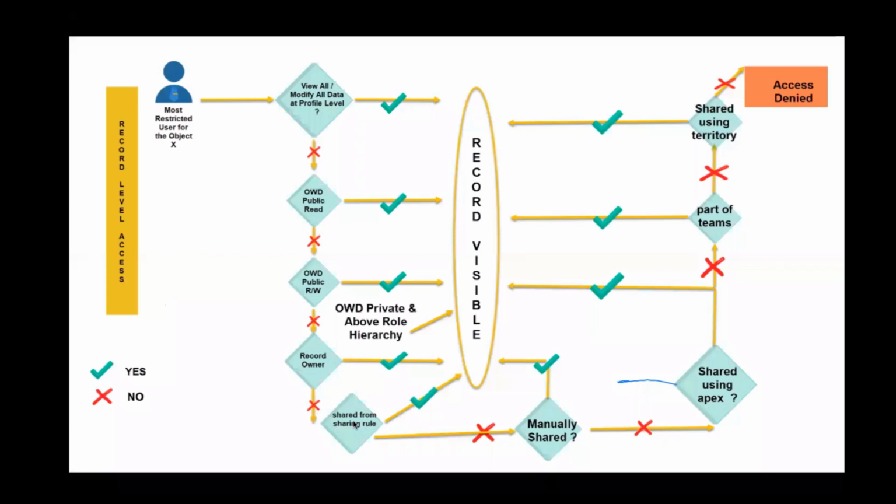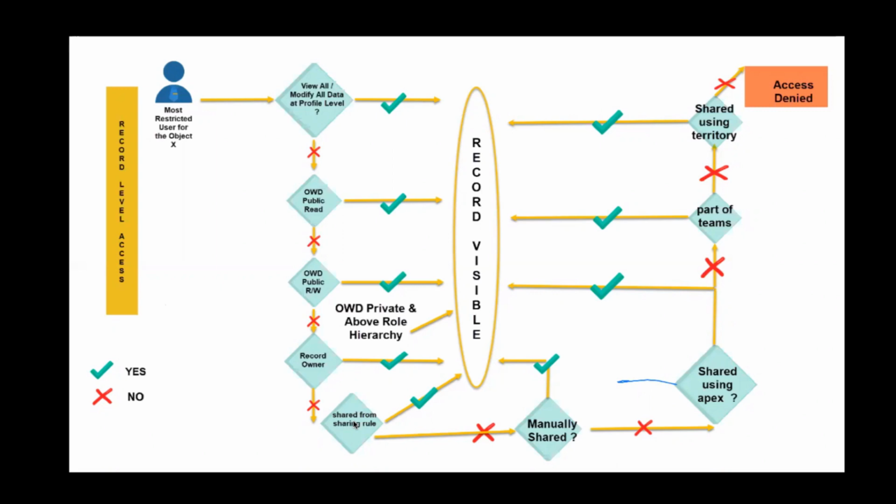If not, again check if the record has been manually shared to the user. If yes, the record will be visible. If not, it will check. These are the three options that we have not discussed. It will check if the record has been shared using Apex. If the answer is yes, the record will be visible. If not, it will make another check.